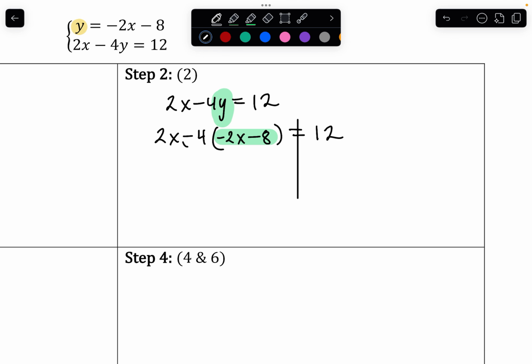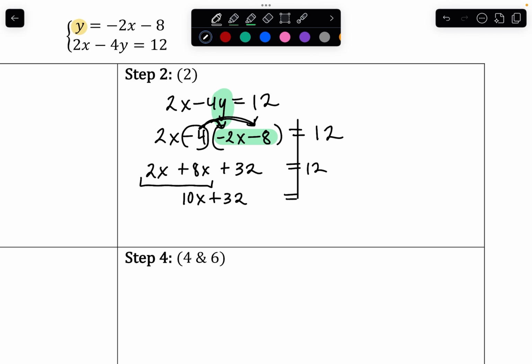Our first step is to get rid of the parentheses by distributing the negative 4. Negative 4 times negative 2 is positive 8x. Negative 4 times negative 8 is positive 32. And then I have some like terms. 2x plus 8x is 10x. To isolate x, we have to get rid of this 32 first. Get rid of what's not attached to your variable, and then divide by 10. So that gives me x equals negative 2.